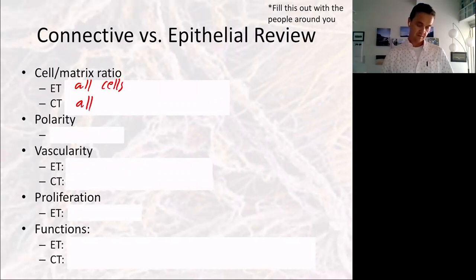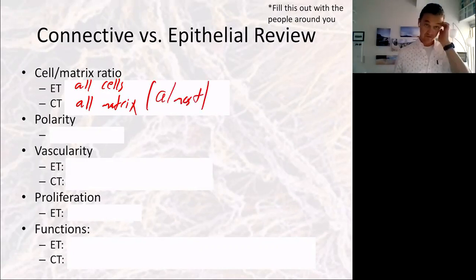Okay, so as far as cell to extracellular matrix go, epithelial tissue is almost all cells, right? This one is all matrix. And we'll say almost for both. Obviously, there is some matrix and some cells in each of them. Polarity only applies to epithelial tissue. That's the polarity of the cells. One side is the apical side, one side is the basal side. They're very different on both sides. The cells within connective tissue don't look like that.